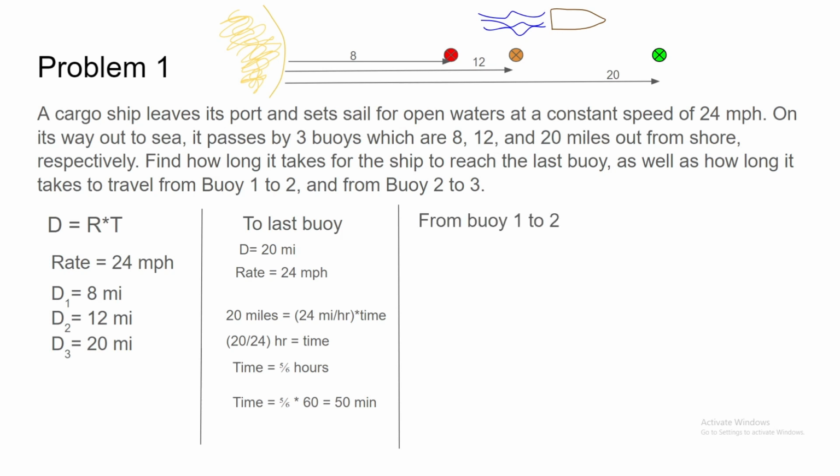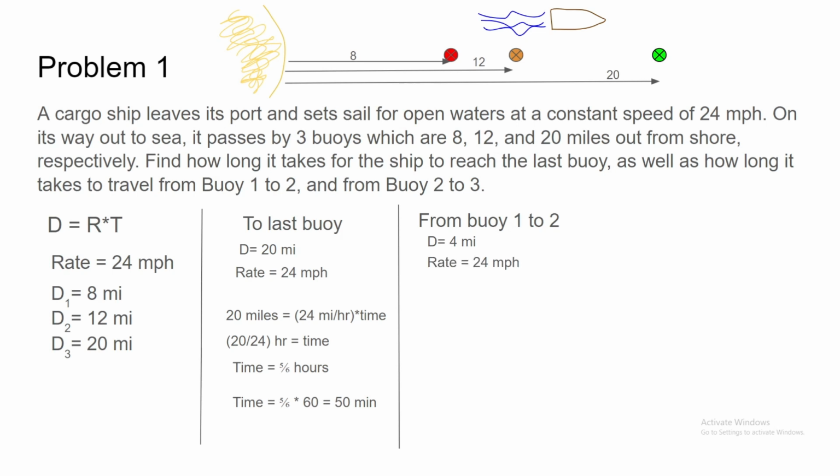Alright, so now from buoy 1 to buoy 2, our distance is going to be the difference in between those 2 buoys. So what I mean by that is, we know that buoy 2 is 12 miles from the shoreline and buoy 1 is 8 miles from the shoreline. So if we want the distance from buoy 1 to buoy 2, we need to subtract those 2 distances. So it's going to be 4 miles because 12 minus 8 is 4.